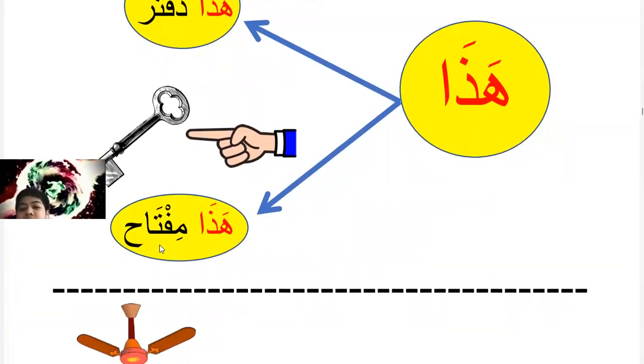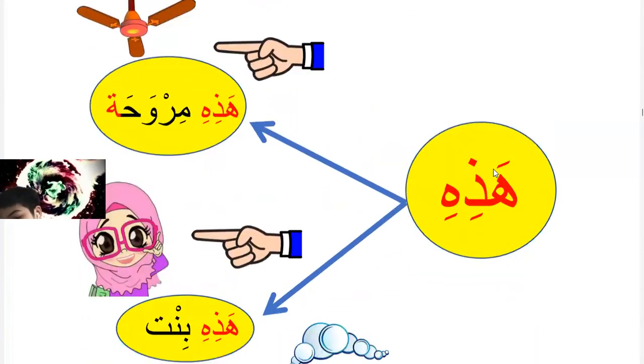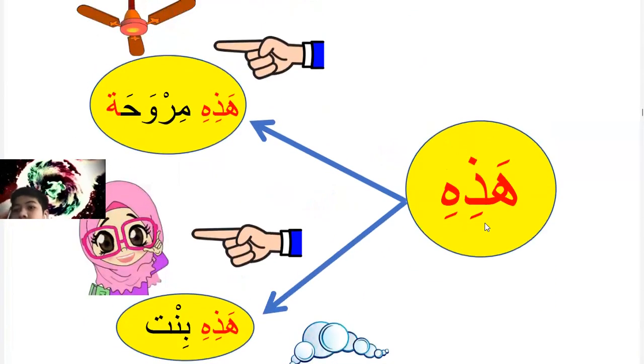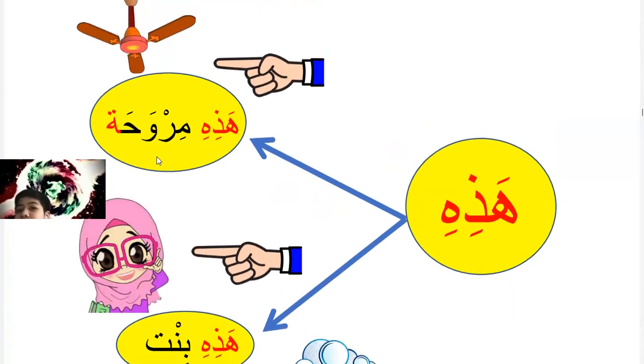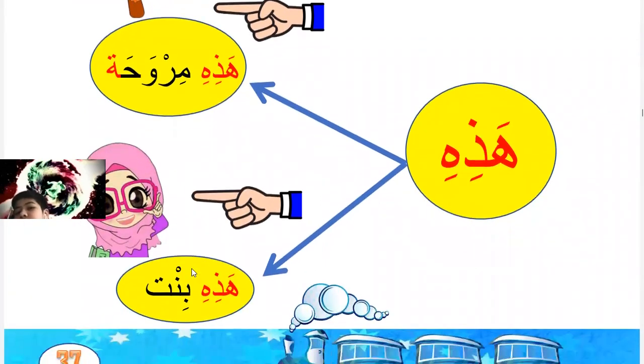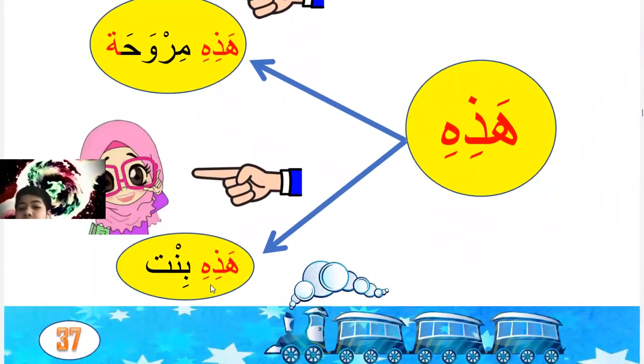Haza miftah. This is a key. Hazihi mirwaha. This is a fan. When we stop at ta, it becomes ha. Okay. Mirwaha. Hazihi bint. This is a girl. Good.